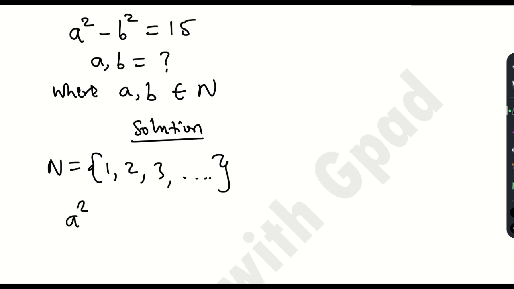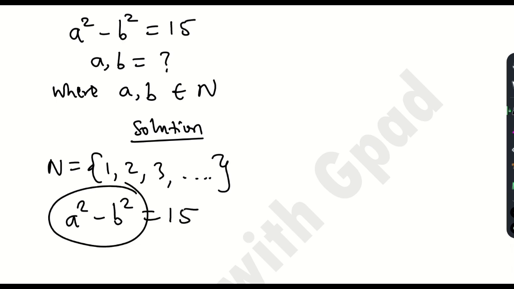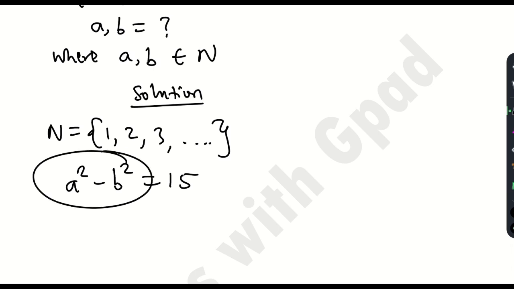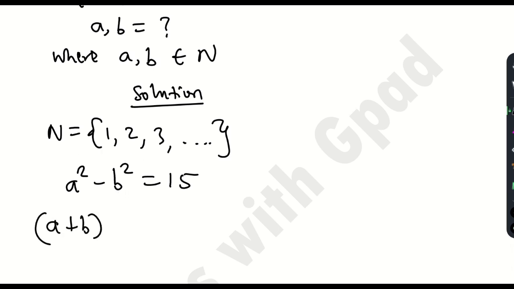Hope that makes sense. Now, let me just rewrite the question. a squared minus b squared is equal to 15. If you check this very well, something will come to your mind. That is the difference of two squares. So this can be factorized or rewritten as (a plus b)(a minus b), and this is equal to 15.